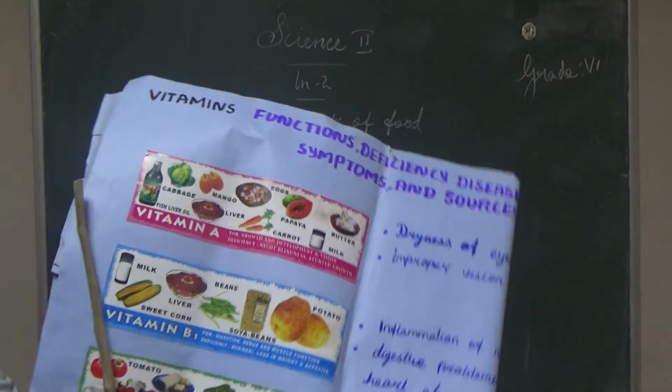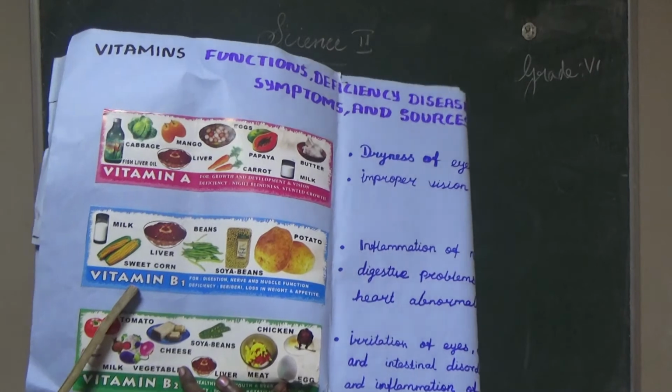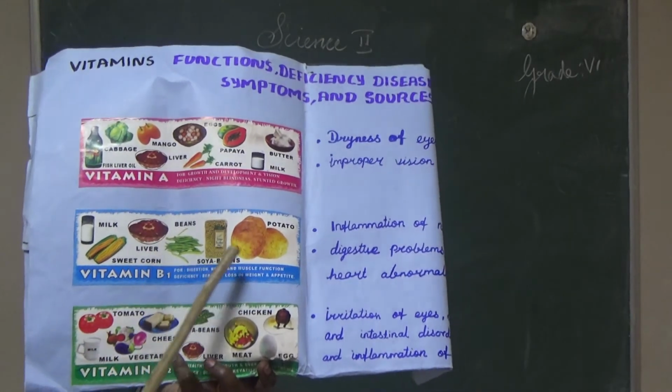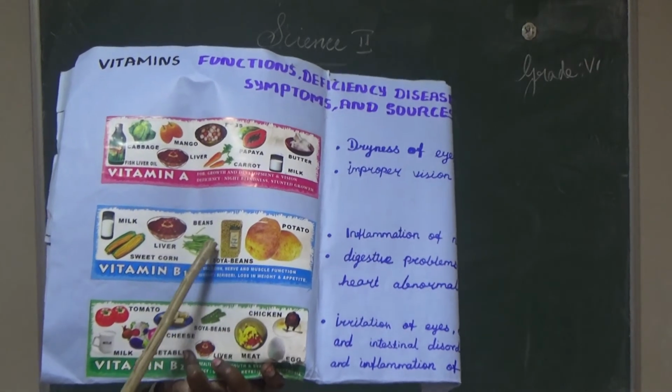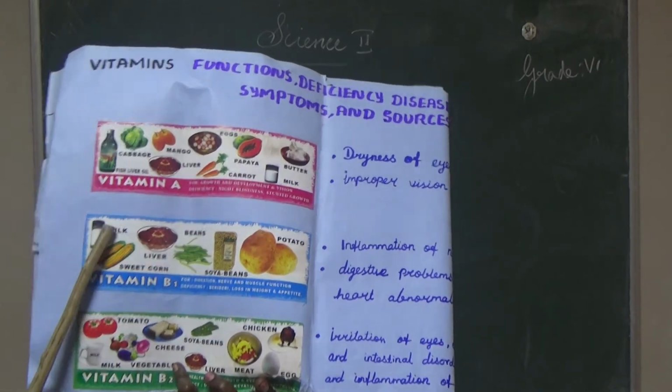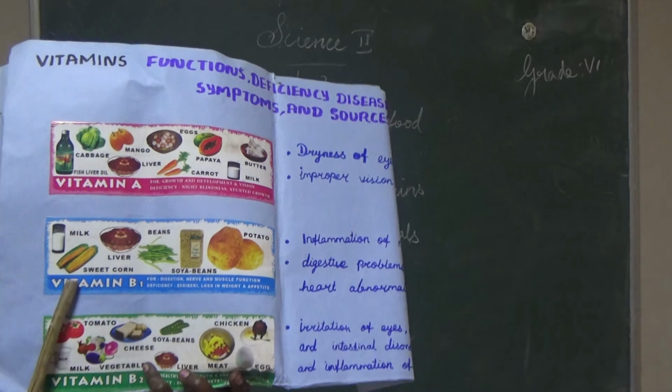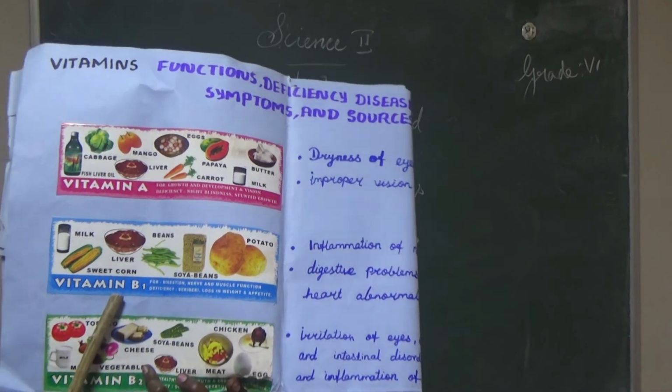Next one, vitamin B1. What are the food sources containing vitamin B1? Soybeans, potato, beans, liver, sweet corn and milk. These are some of the food sources containing vitamin B1.